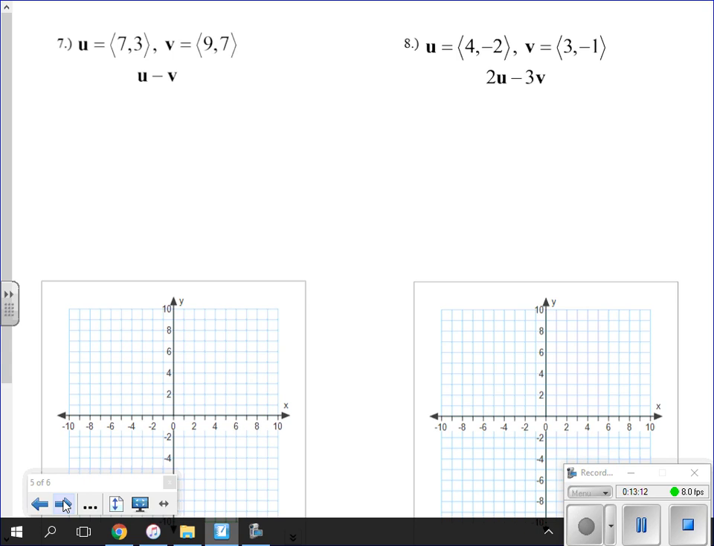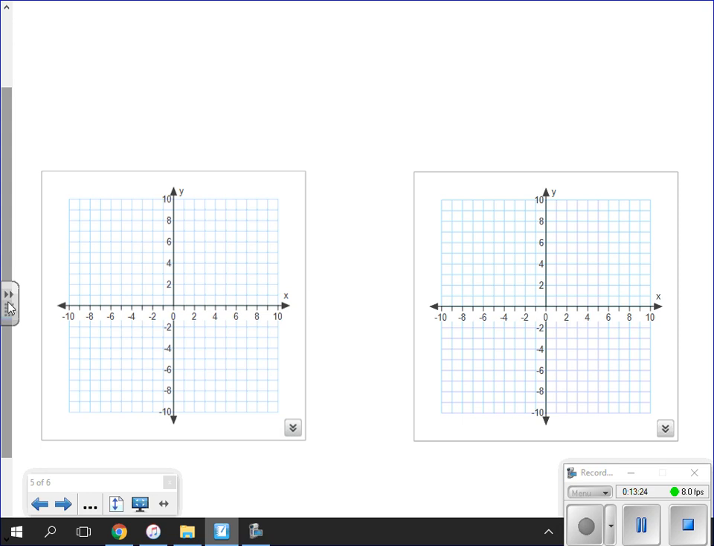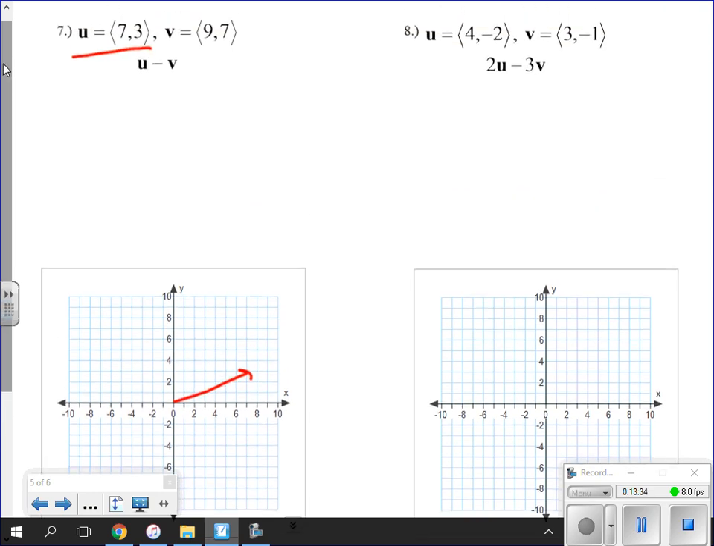Okay, now we get things a little more complicated. So, once again, u, 7, 3. U is 7, 3, go over 7, 3, there's our u. And then I want to do v, but I actually want to do minus v because that's a minus in front. So rather than going over 9 and 7, I'm going to go negative 9 and negative 7 because I'm actually subtracting v. So geometrically, I'm actually subtracting v.